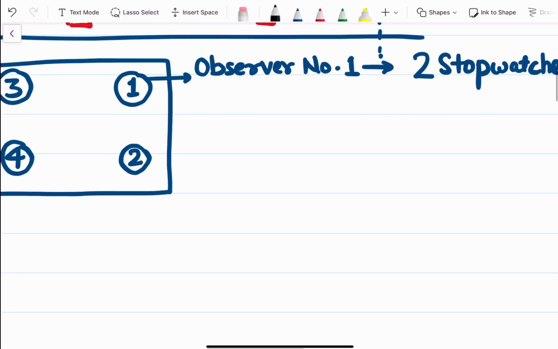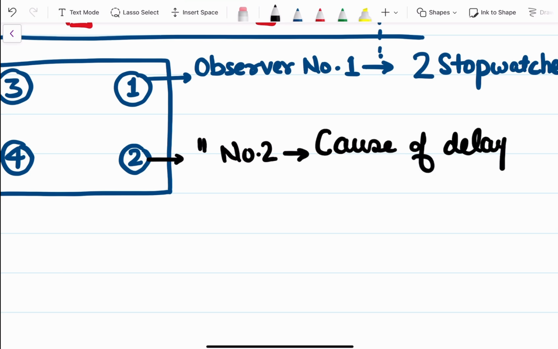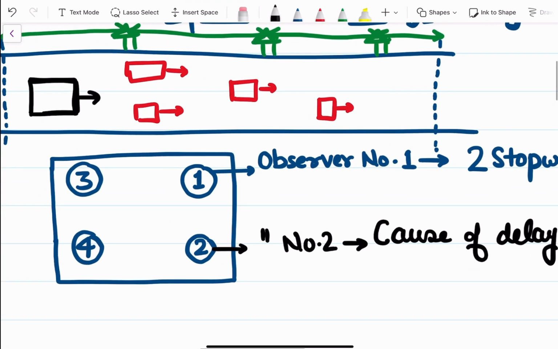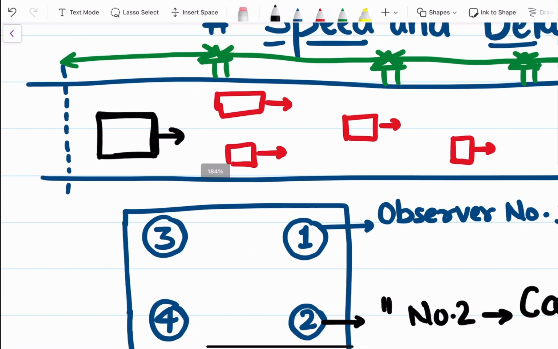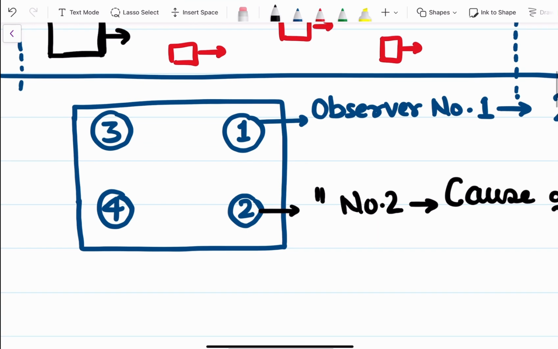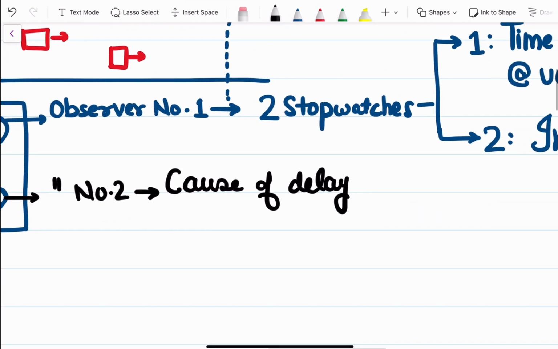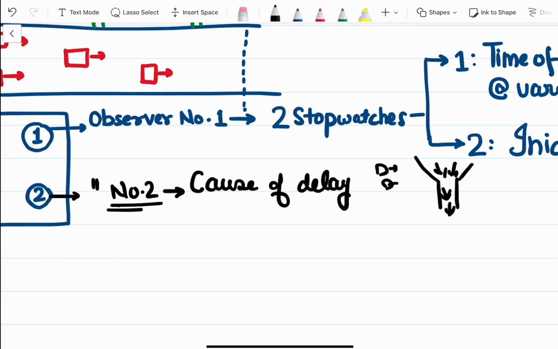Then we have observer number two, whose function is to record the cause of delay. As the time loss or the delay is happening, observer number two records the probable cause of the delay. It may be because of the huge number of vehicles on the road. It may be because of the merging traffic condition because of which the congestion or delay takes place, right? So whatever be the cause of the delay, that is recorded by observer number two.